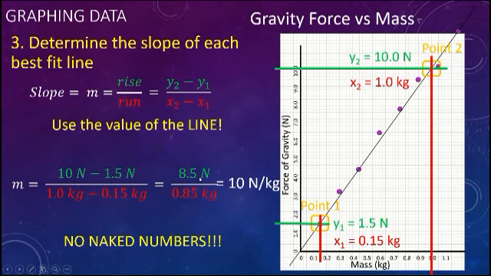And if we look at our labels, on our y-axis we have newtons. On our x-axis we have kilograms. So these are going to multiply and divide just like numbers do. So our label for our slope in this situation is newtons per kilogram. So our slope is 10 newtons per kilogram.